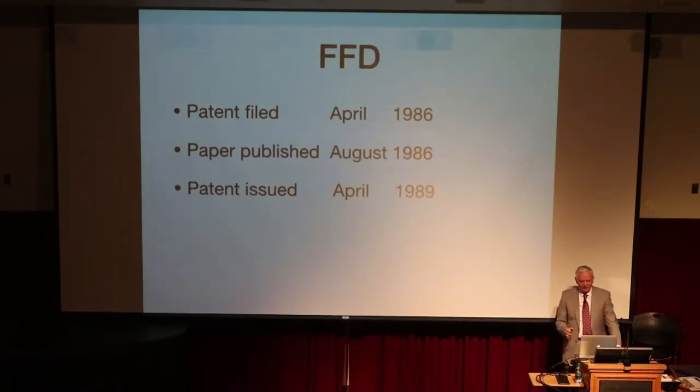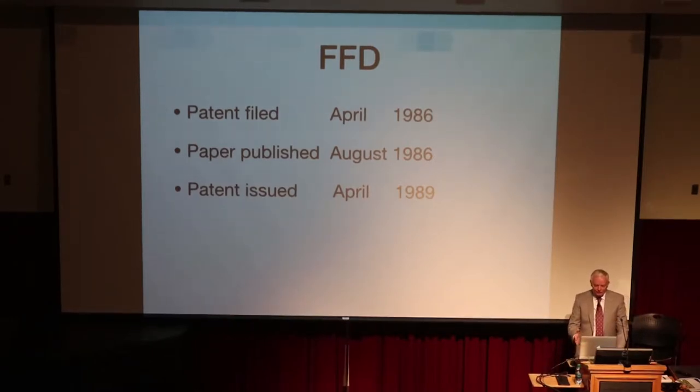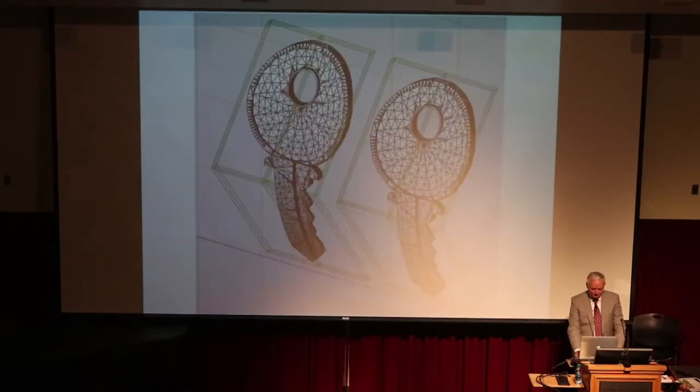1986. You need to file a patent before you publish the paper, before there's a public disclosure. So the paper came out in '86. This was in the top computer graphics journal in the field, and so it was very highly regarded. It took 3 years for the patent to issue. Meanwhile, every commercial 3D modeling and animation program implemented freeform deformation.